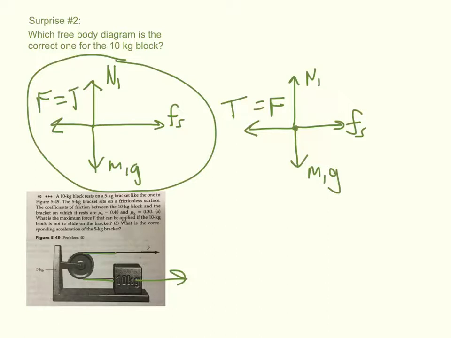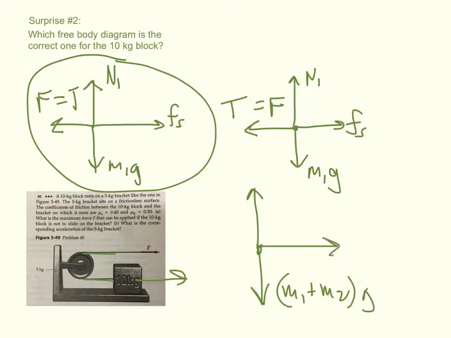Let's conclude with a free body diagram for the two object system. Very simple. We have the combined weight of both objects pulled down on by the earth. We have the applied force. And we have a third force, a normal force from the ground acting on the bracket and the block.